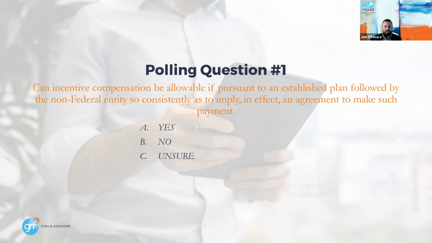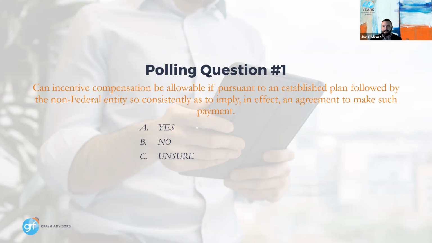All right, so the results are in. About 4 out of 5 people said yes, this is an allowable cost. And I would agree with that. That is the correct answer. I think a lot of times, for the people that said no or unsure, incentive-based compensation is not a common way of paying compensation in most organizations, especially not nonprofit organizations. There's typically not a lot of incentive pay, but the federal regulations and the cost principles do allow it.